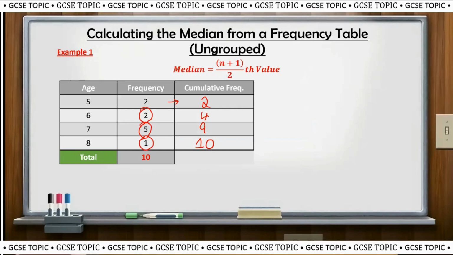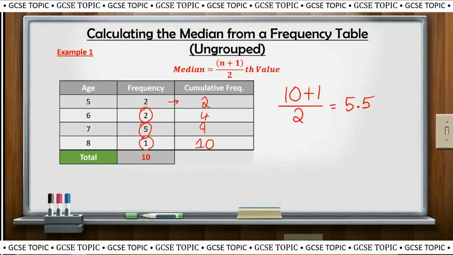So now I'm going to utilize my formula to find where my median age is. So I will be inputting the total number of data, which was 10. I'm going to add 1 to it and divide it by 2, which is equal to 5.5. This tells me my median age is the 5.5th number in my data set. Be careful, as this does not tell me 5.5 is my median, but in fact, I have to use my cumulative frequency column to see where 5.5 lies.